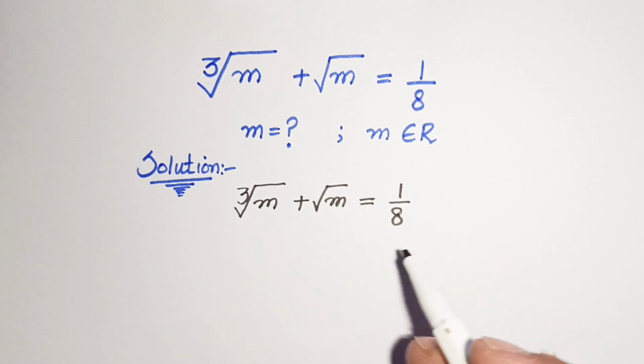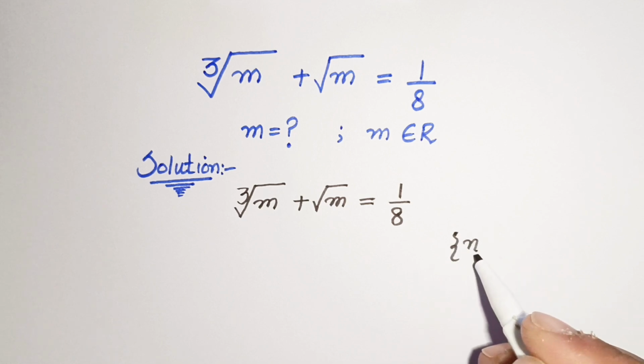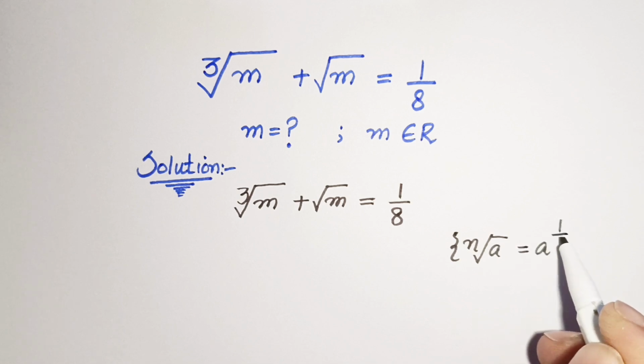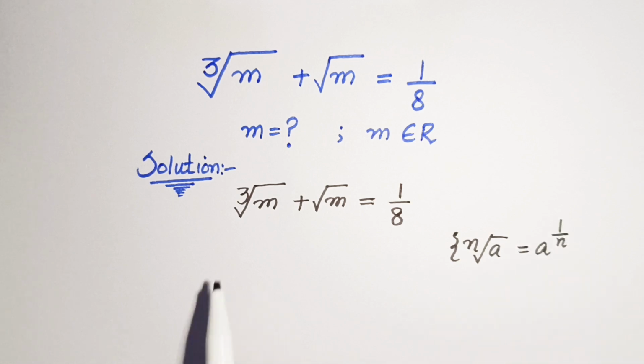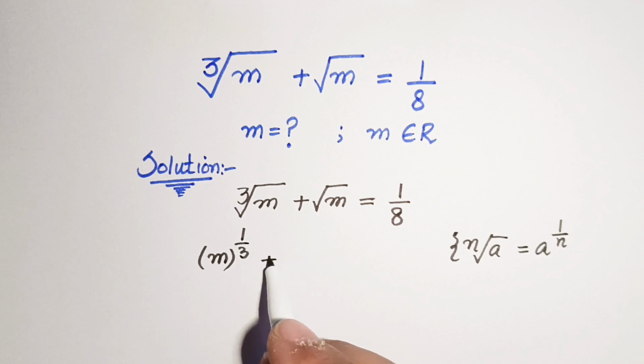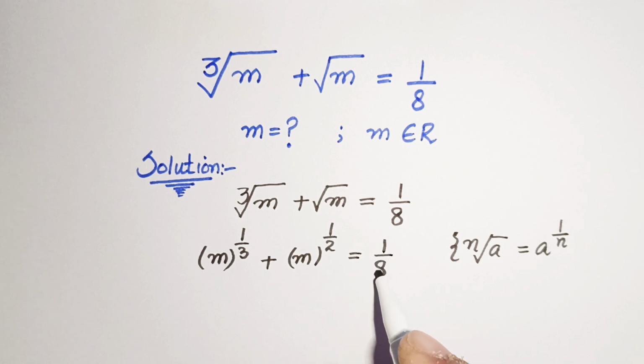Here the root can be written using the rule that the nth root of a is equal to a raised to the power 1 over n. So we can write this as m to the power 1 over 3, and similarly this one as m to the power 1 over 2, which is equal to 1 over 8.